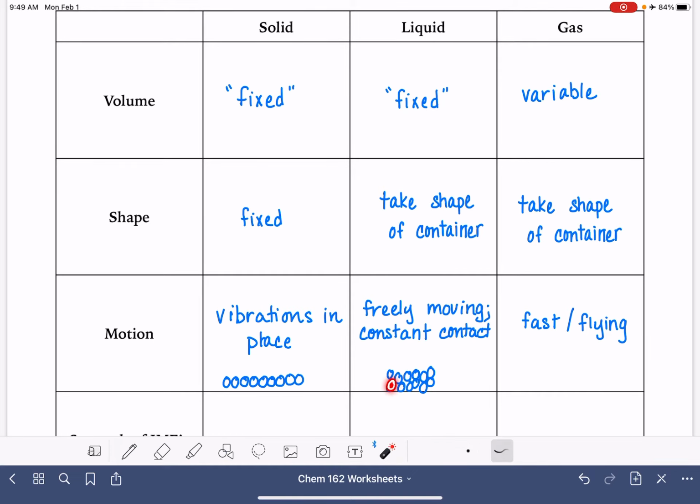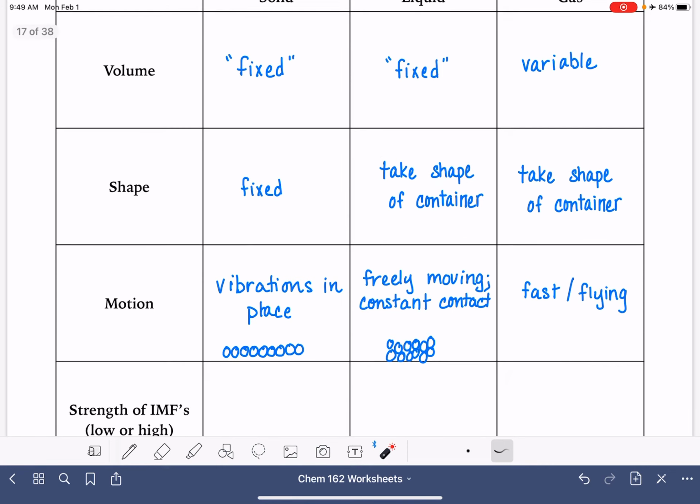The molecule that's right here in this position is able to move itself into a different spot in the container. So it can kind of like make its way through the crowd and end up in this place over here, free to move around, but they do stay in constant contact with each other. So because they're in constant contact with each other, they have the fixed volume, but because they are free to move around, their shape can change.